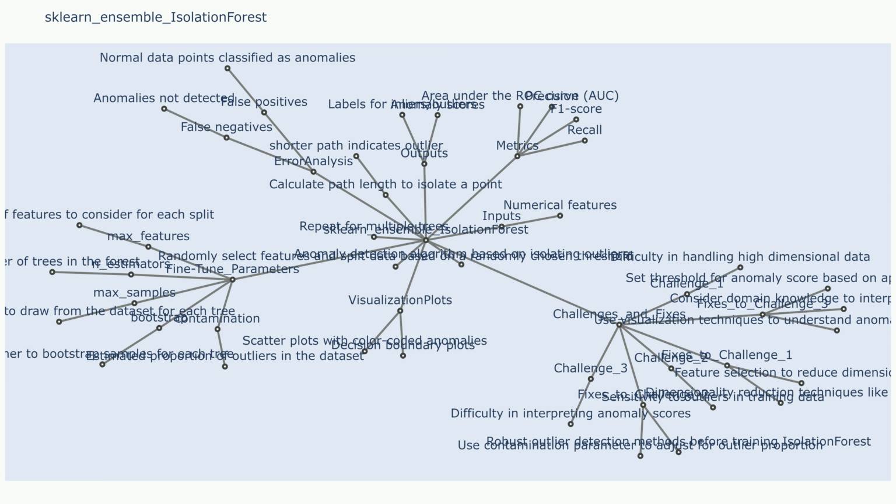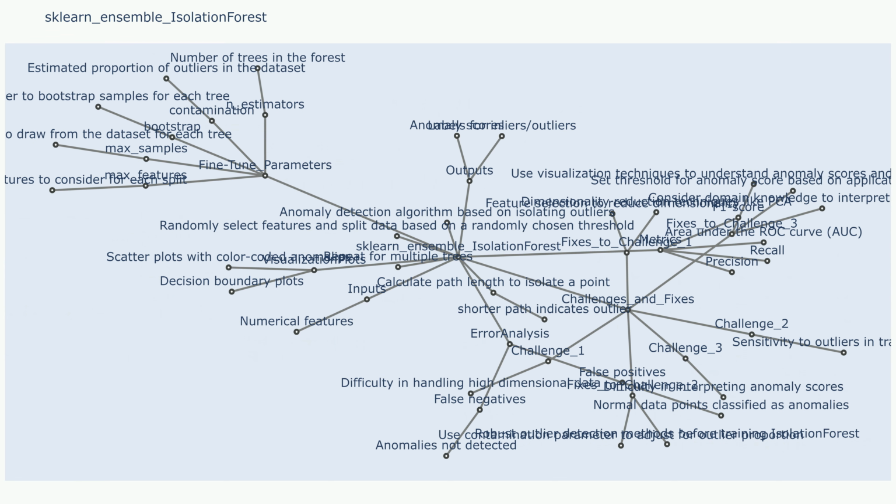Inputs. Input 1: The input data is a NumPy array or pandas DataFrame containing the features to be analyzed. Each row represents a data point, and each column represents a feature.